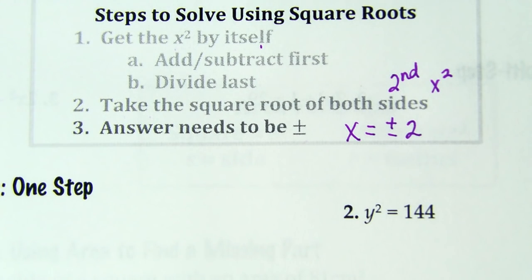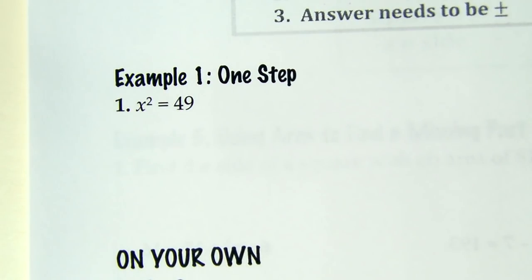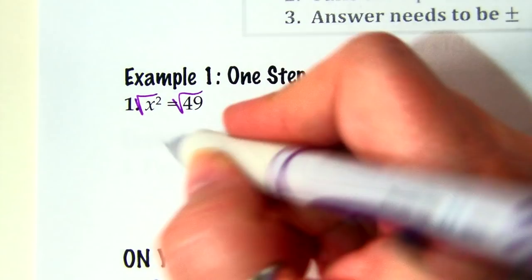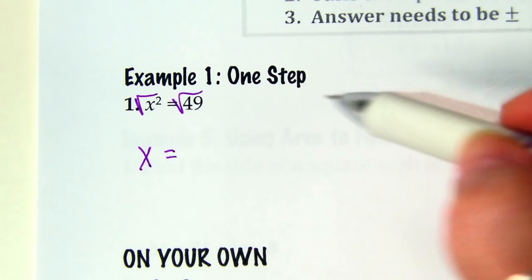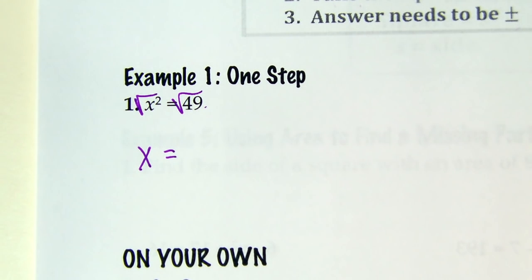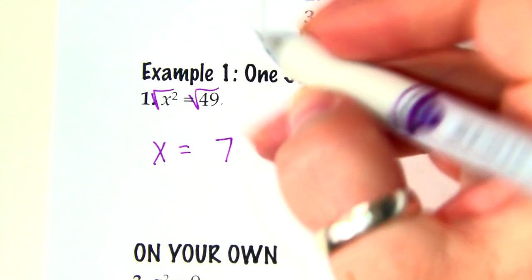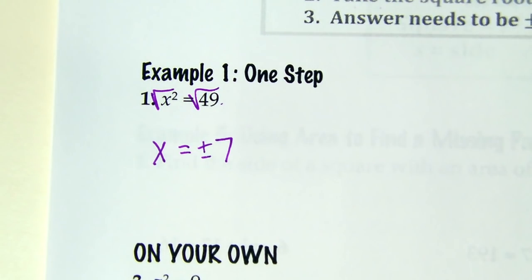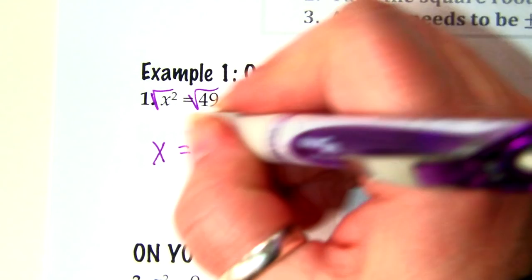So we're going to practice pretty basic ones first. Number one, x squared is already by itself, so all we need to do is take the square root of both sides. The square root of x squared is x. And then the square root of 49, so what times itself is 49? That'd be 7. And then don't forget, this is a common mistake, to put that plus and minus in front of your number, because it crosses at +7 and at -7 if we were to graph it.